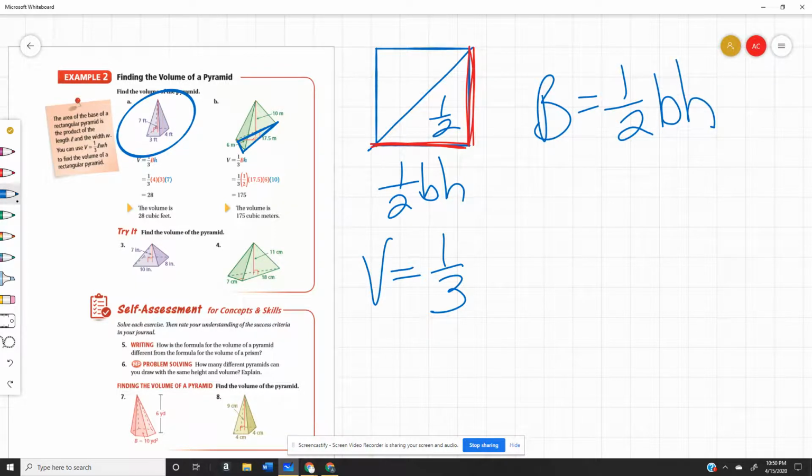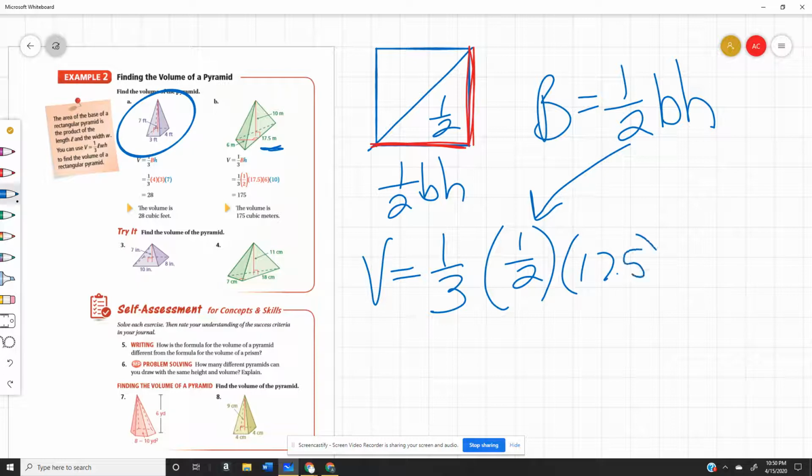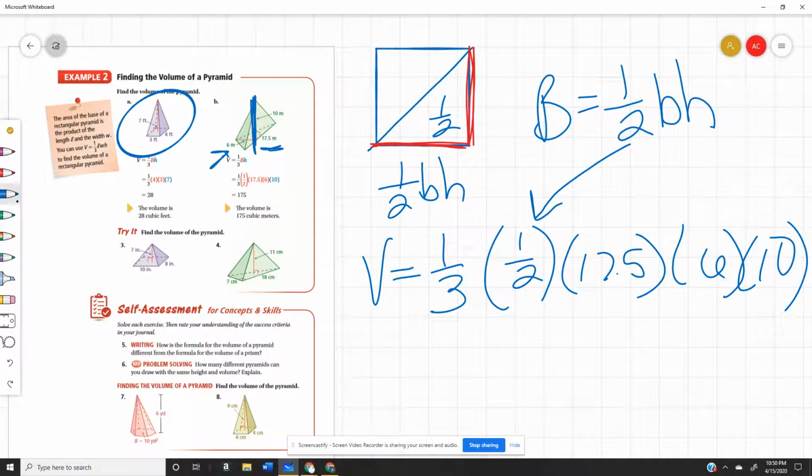So let's come back over here and look at this triangle. Let me delete this. Our base on this triangle is the 17.5, okay? So we've got the 1/2 from here. Our base is the 17.5 right here. And our height of the base triangle is this 6 right here. Okay? And then the height of the pyramid itself is this piece right here, and that's the 10. So that's where all of these numbers come in.